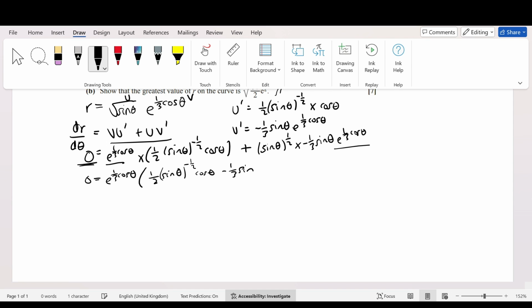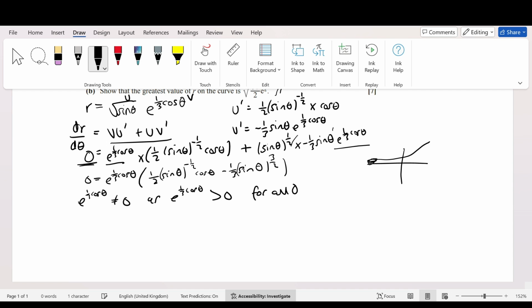And it's take away sine theta all to the power of 3/2, just because we have a 1/2 here and a 1 here. As you can see from the graph of e to the anything, it never equals 0. So what you can write in your answer is that e to the 1/3 cos theta does not equal 0, as e to the 1/3 cos theta is greater than 0 for all theta. And then you can basically just cross this out, and now we can solve this as a regular expression.